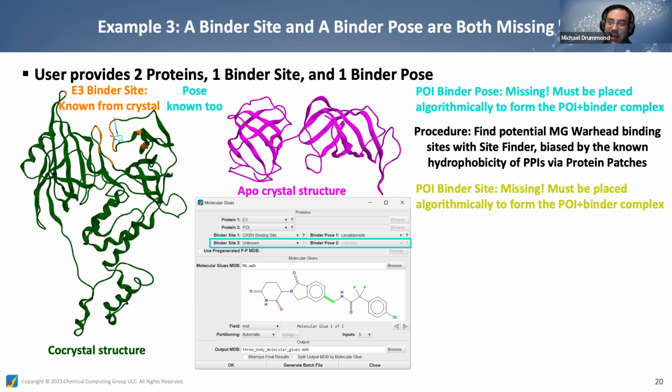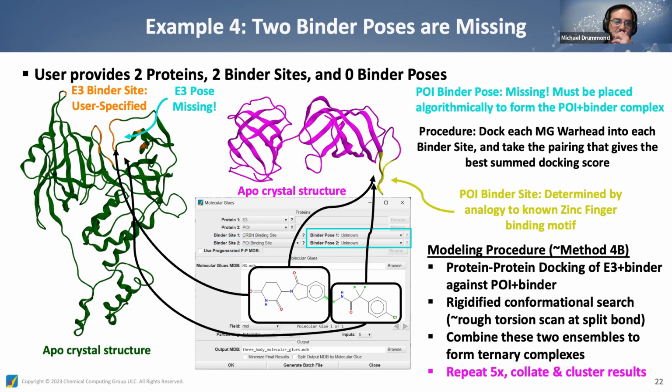I didn't tell it, but it kind of found that same beta hairpin type loop with this algorithm. And then we're going to do the same thing we did before. We're going to small molecule dock the warhead near that yellow binder site there. That'll give us different binder poses. If we turn up the input setting, we'll get multiple hypotheses for the binary complex, and again, collate and cluster to give us ternary complexes there.